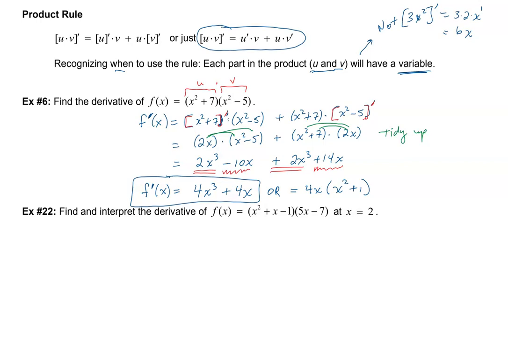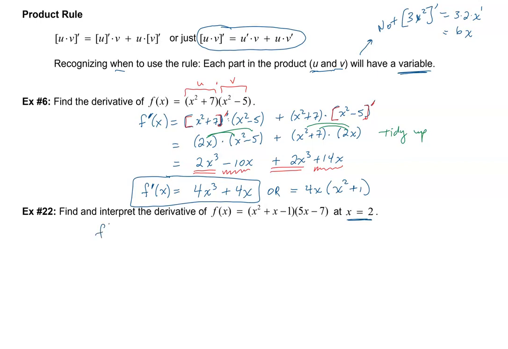Find and interpret the derivative of f of x equals the product of x squared plus x minus 1 and 5x minus 7. So notice that product, parentheses side by side, and we're going to find the product rule derivative, and then we're also going to plug in and just remind ourselves what it is we're doing when we find a derivative. So here we go.